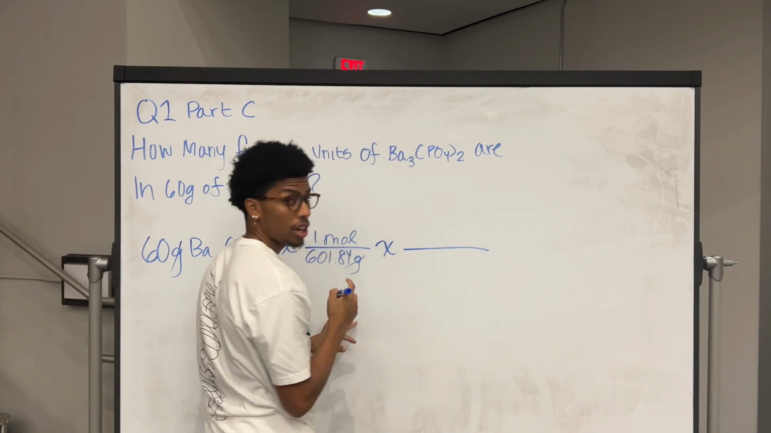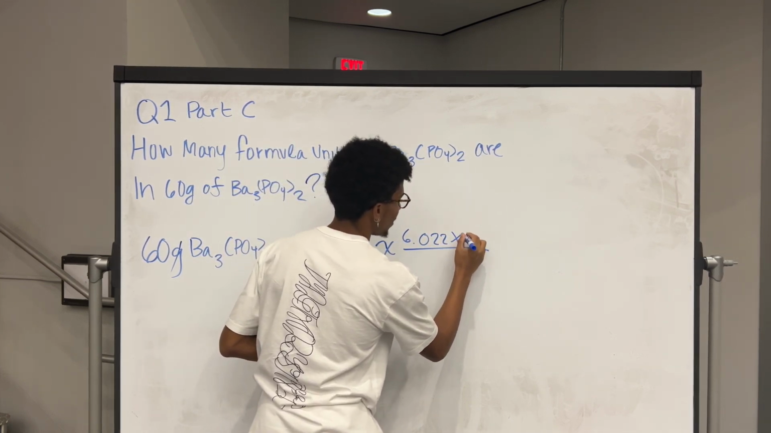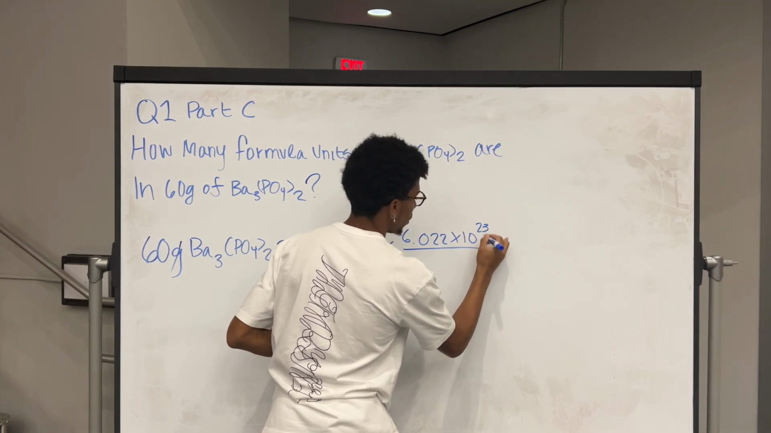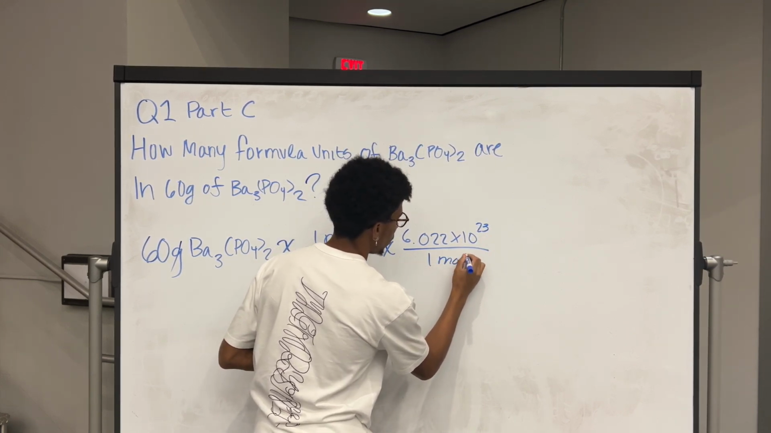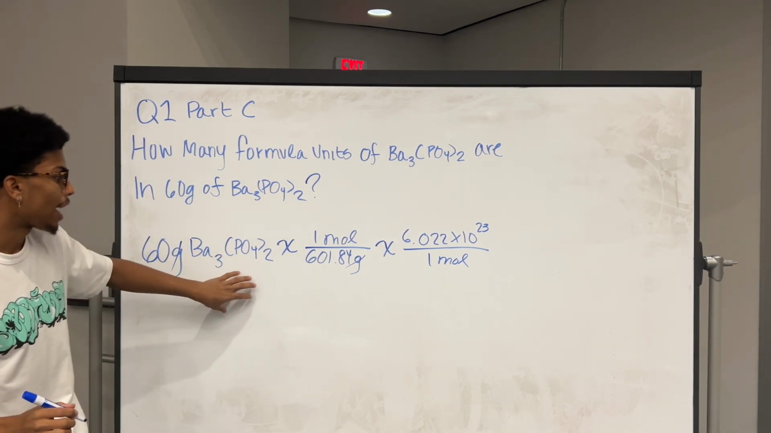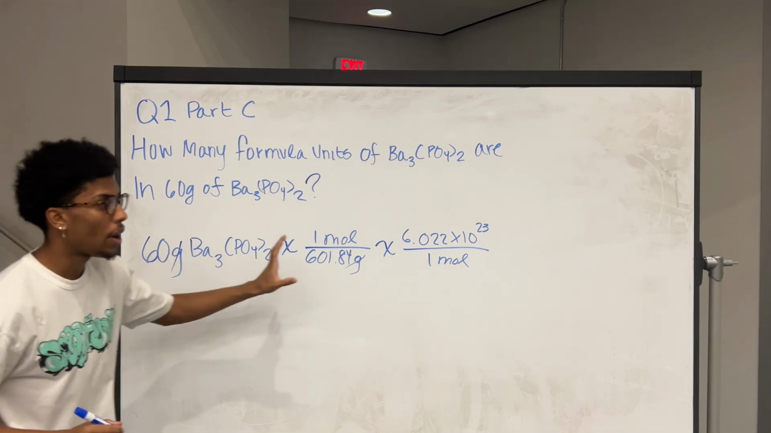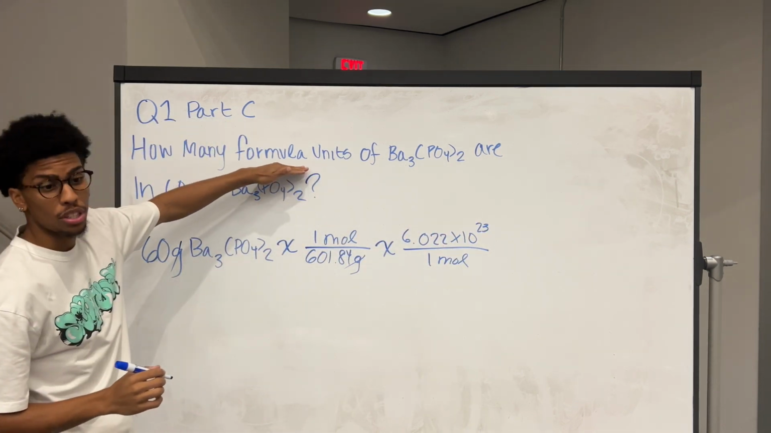So if you remember, Avogadro's number is 6.022 times 10 to the 23rd over 1 mole. So this is the conversion factor that you should have set up to go from mass in grams all the way to particles, which is in formula units in this question.